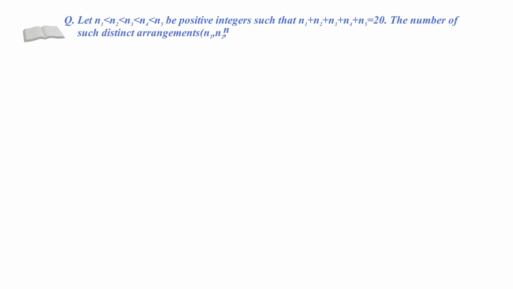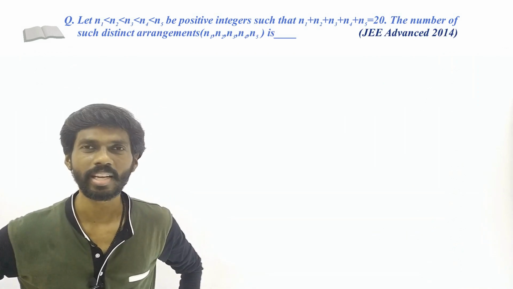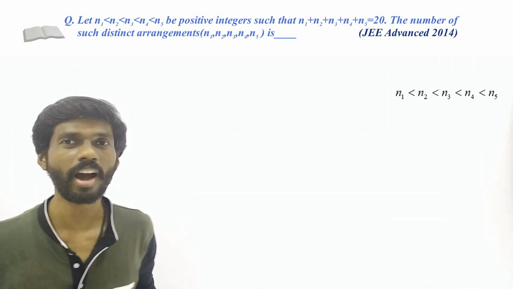Let n1 < n2 < n3 < n4 < n5 be positive integers such that n1 + n2 + n3 + n4 + n5 = 20. Then the number of such distinct arrangements is. See, this question does not involve any concept of permutation and combination as such, so that makes this question a little difficult or easier, it depends.